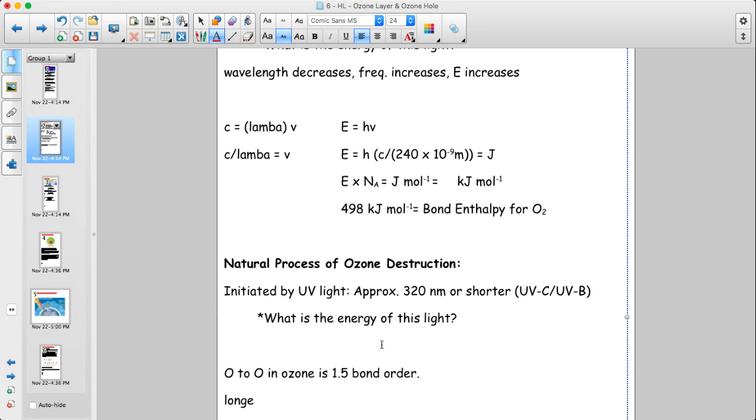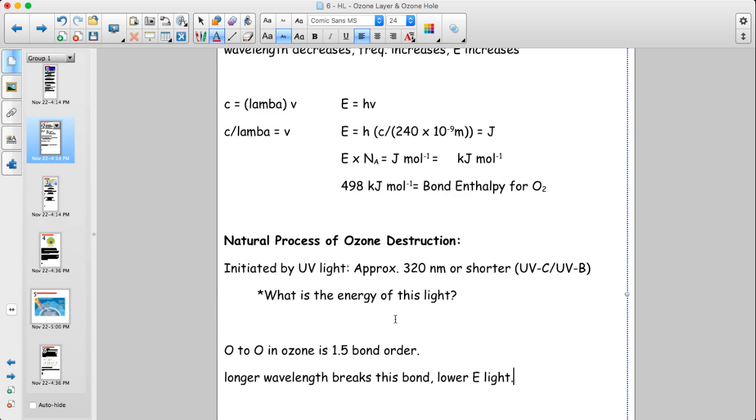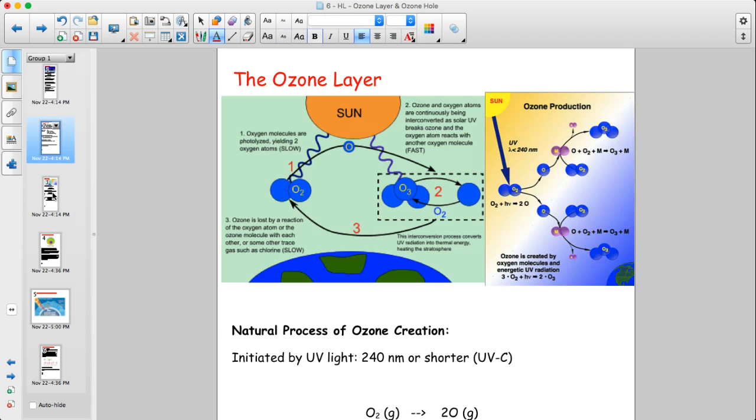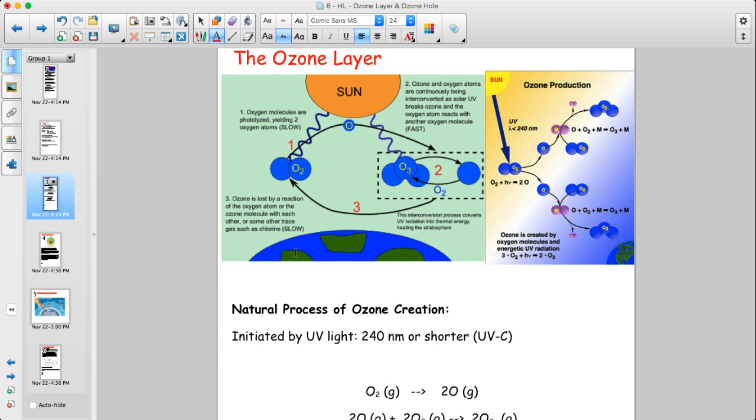So it makes sense that a longer wavelength of light breaks this bond, because that's a lower energy light. So it takes less energy to break the bond in ozone than it does in O2. And the type of light that breaks it has the same energy as the bond enthalpy for those molecules. Okay, that's more of a review topic.